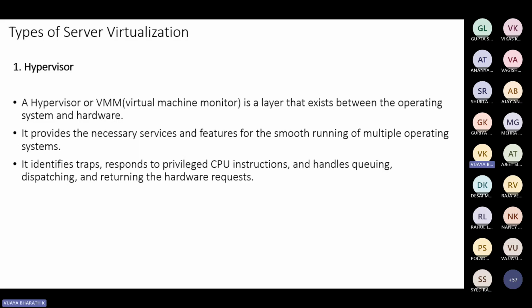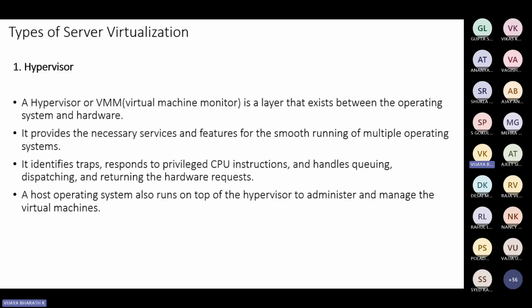Those instructions are called privileged CPU instructions, and it has to handle those queues, right? Whenever you want to execute your software or program on the CPU, at the same time another OS also wants to execute some data. How is it managing all those requests? It is taken care of by the hypervisor.